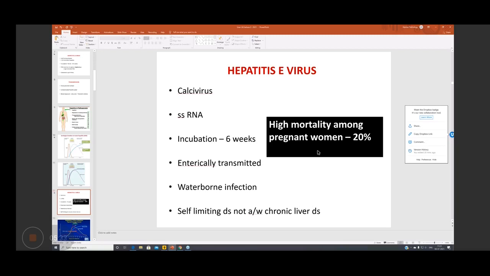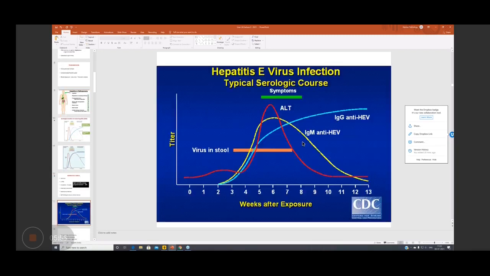Again, the same enteric or waterborne transmission. It is a self-limiting disease and is not associated with chronic liver disease. However, what is important is it has a very high mortality amongst pregnant women. Up to 20% mortality in pregnant women, unlike in the remaining populations. That is why hepatitis E becomes very important and a matter of concern.